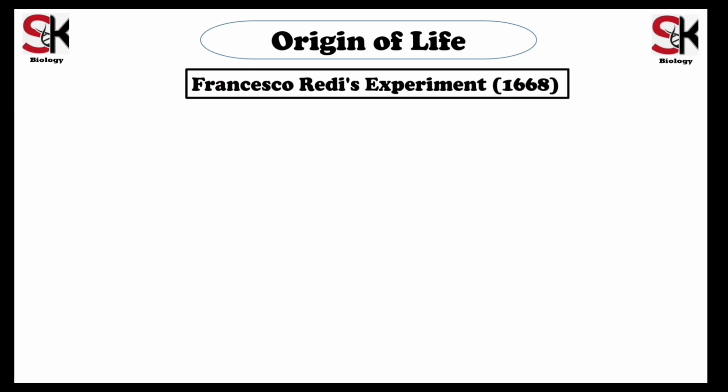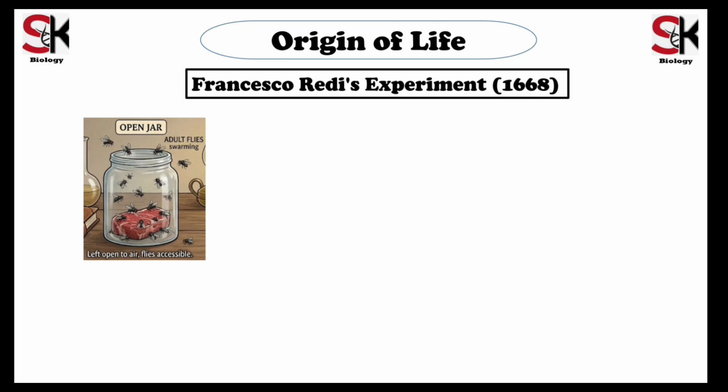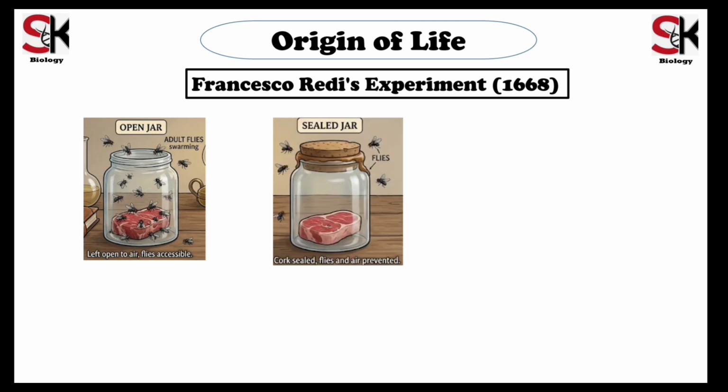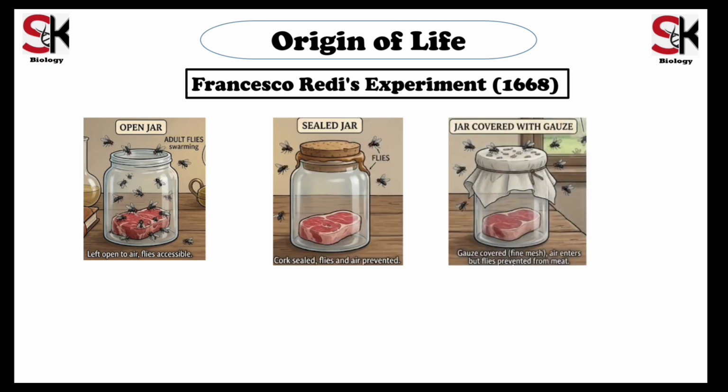To test spontaneous generation, Francisco Redi performed an experiment in 1668. He placed meat in three jars. One jar was open, one jar was covered with gauze, and one jar was completely sealed.